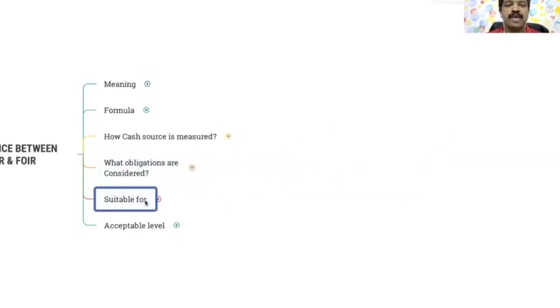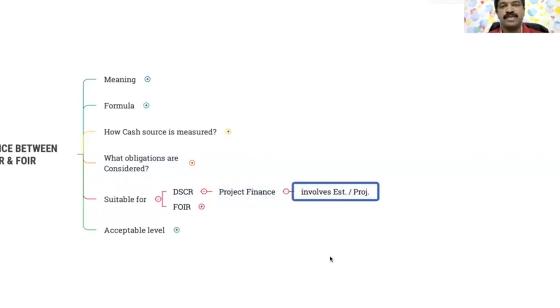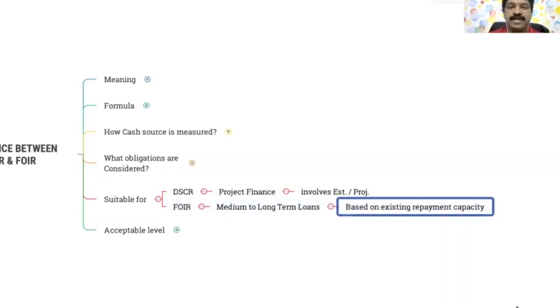Okay. When is DSCR suitable, when is FOIR suitable? DSCR is suitable for project financing, let's say like term loan, because this is going to involve estimation, projection. It's possible future revenue can be estimated, projected to increase, same with the profits and cash profits. Whereas FOIR can be used for medium to long-term loans where the repayment is based on existing cash profit, existing capacity. That's why generally we see this in mortgage loans, business loans and all, right?